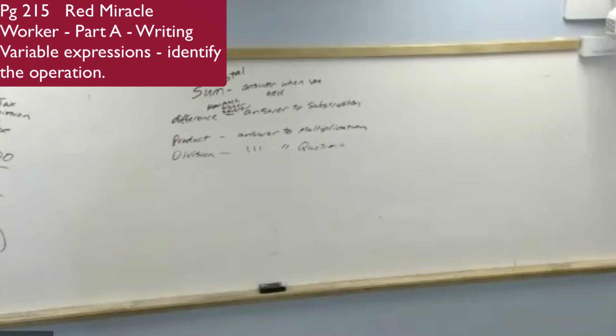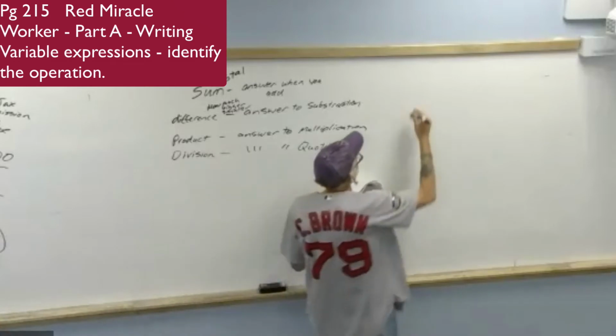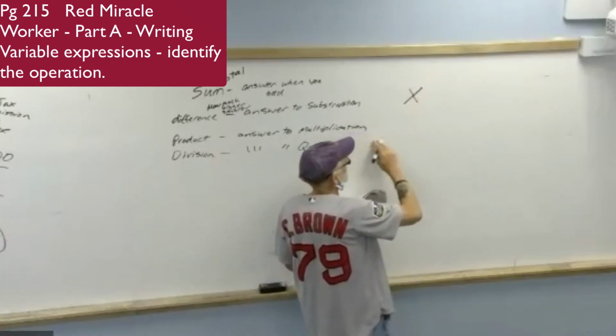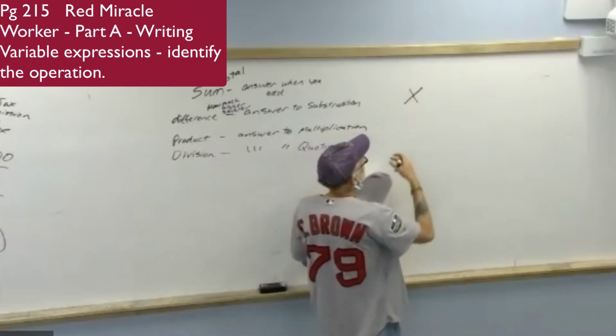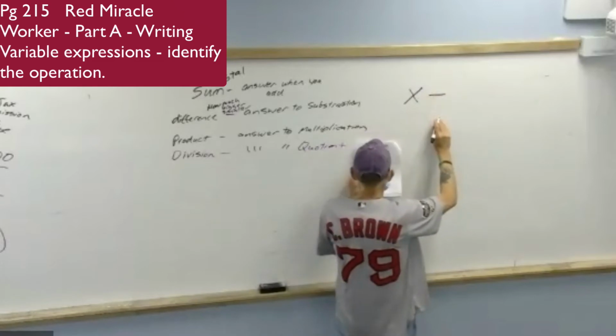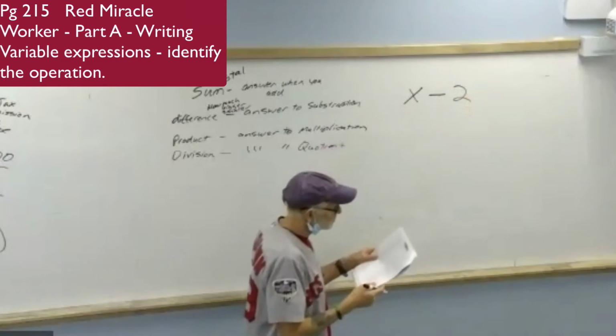Now on the HiSET test, they may give you a phrase and ask you to turn it into an algebra variable expression. Number one says the difference between a number and two. Whenever it says a number, you're going to put a letter. It's usually going to be an X. Sometimes it might be an N or an A or a B or C. It might just be some letter. And if it says the difference, I know I'm going to be subtracting: X minus 2. So that's how you do number one.